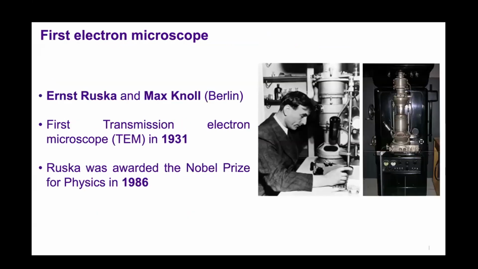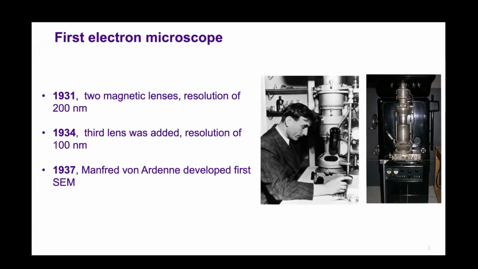But there are challenges still, right? Because electrons scatter in the air. That means you have to prevent that, and it's not so easy. However, in 1931, the first electron microscope was built in Berlin by Ernst Ruska and Max Knoll, and after 55 years, they got the Nobel Prize. And electron microscopy has revolutionized almost all the fields today.